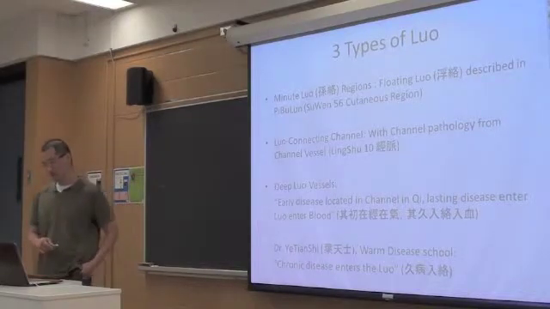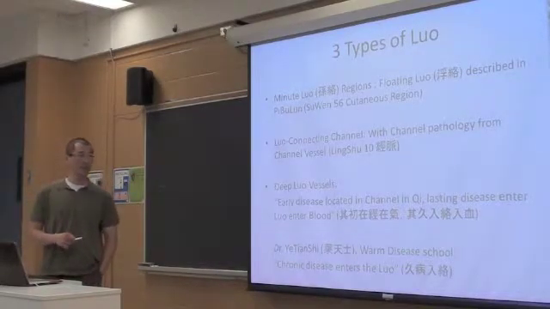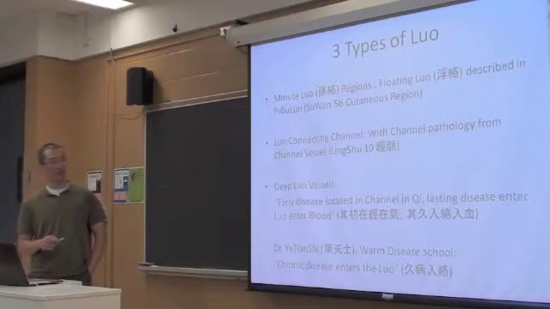Then the final type of collateral is supposed to be something deeper. Even though we tend to think of blood vessels as more superficial, especially the idea of floating Luo, there's apparently something that's very deep, because we have certain statements of fact or sayings passed down from previous masters. The idea is something along the lines that early diseases are located in the channel of the qi, but lasting diseases enter the Luo, enter the blood.